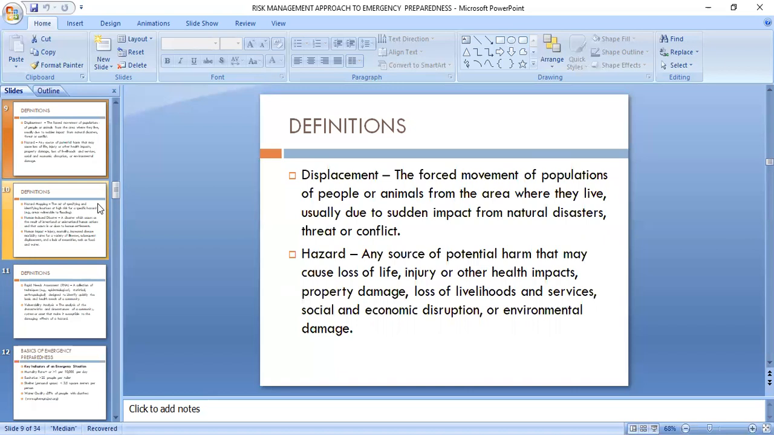Hazard is any source of potential harm that may cause loss of life, injury, or other health impacts, property damage, loss of livelihood and services, social and economic disruption, or environmental damage. So hazard is a threat, okay, that can actually cause damage to property, that can have health impact, and increase mortality, morbidity, injury, and so on and so forth.